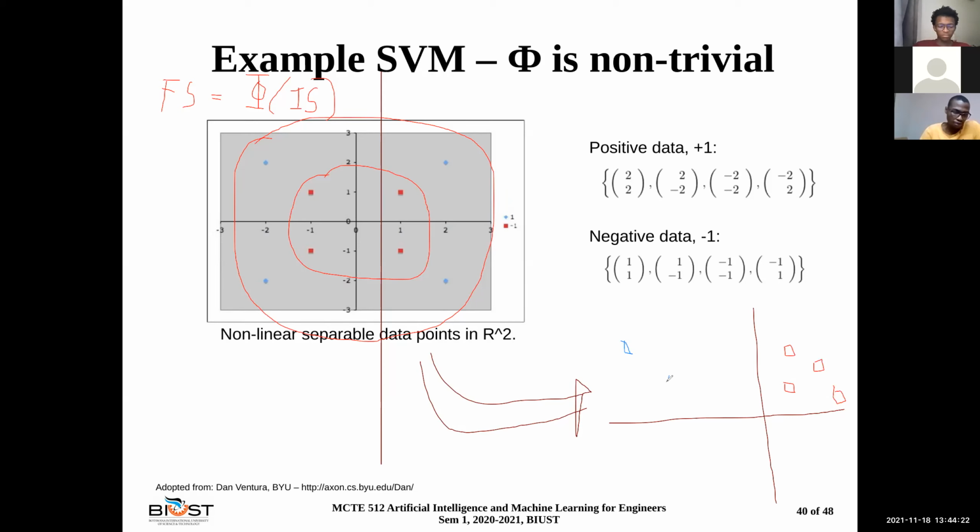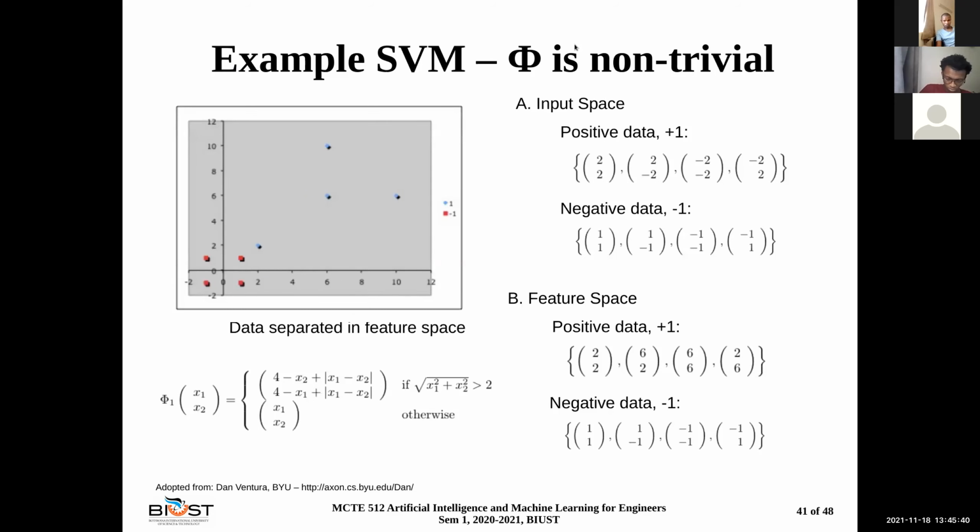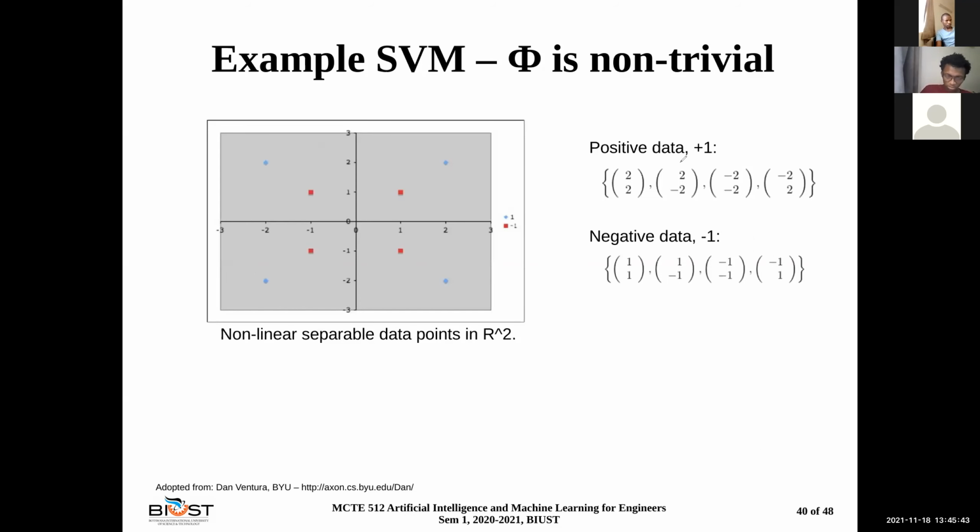Okay, so the question now is, how do we formulate this function phi? Okay, so let's continue. So we apply, in this case, our input data is this.